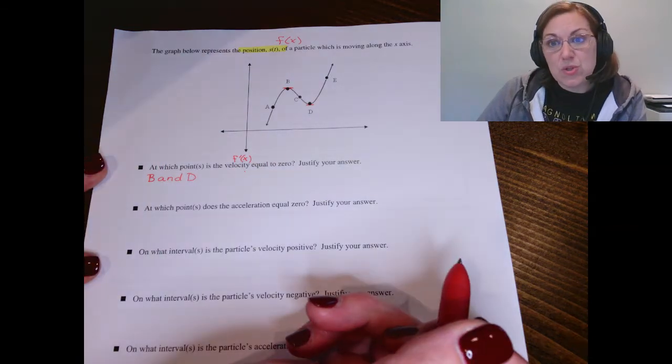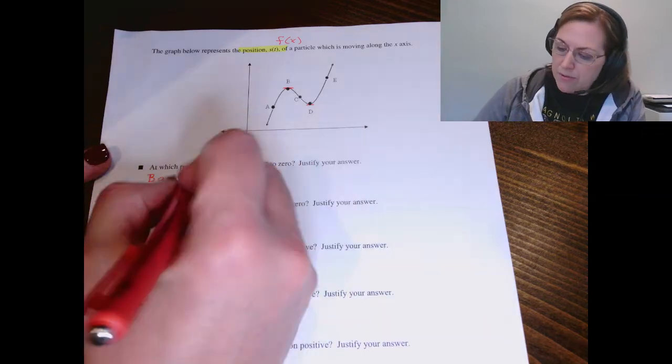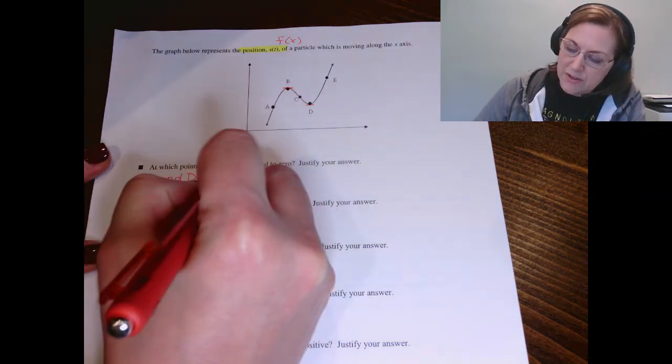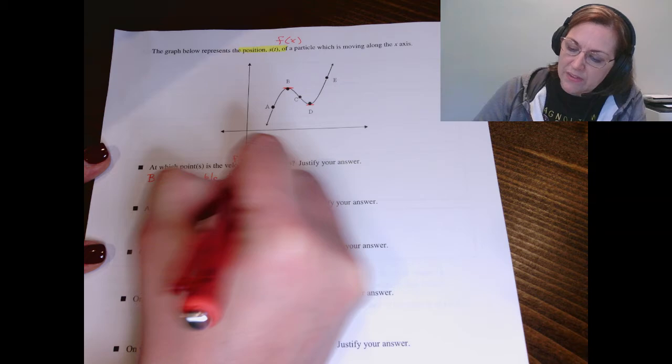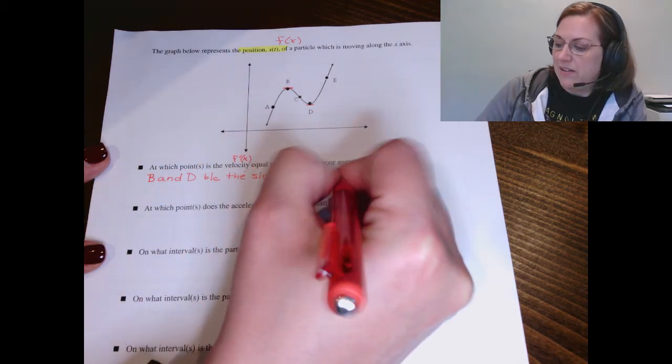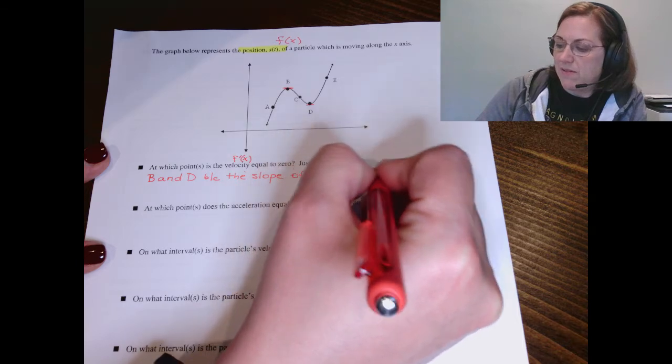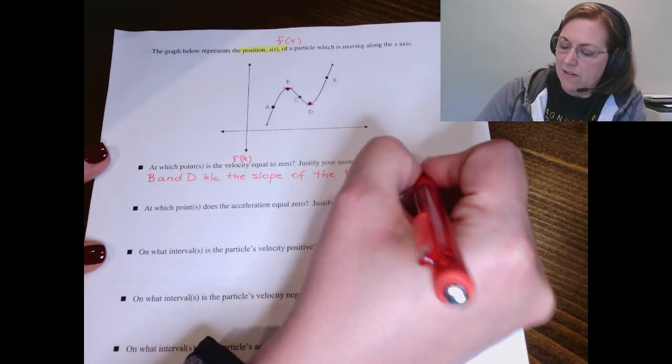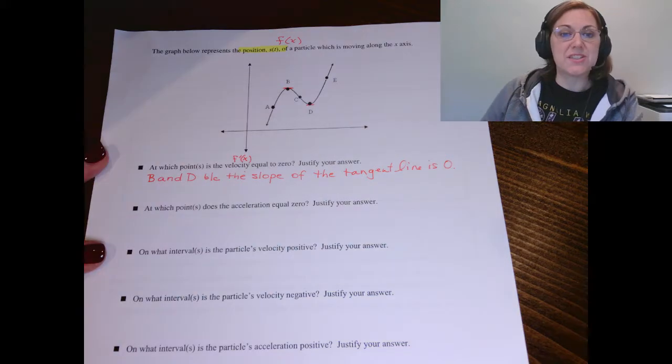And this is where the derivative, the velocity, is zero because the slope of the tangent line is zero. That will be our justification.